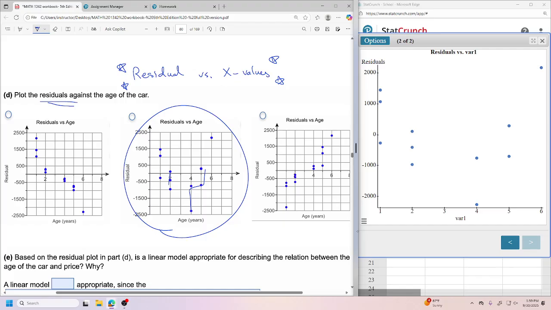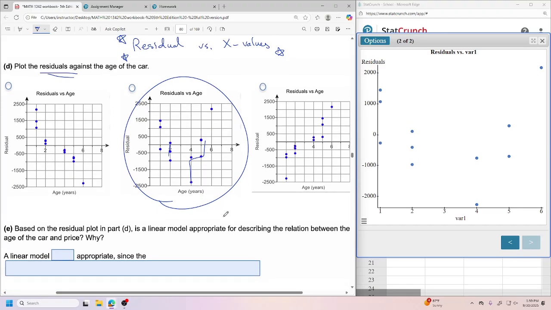Cool? So now you know where to go. Residual versus x values. You have to do this. This is under the graph little subsection, I guess. Cool?